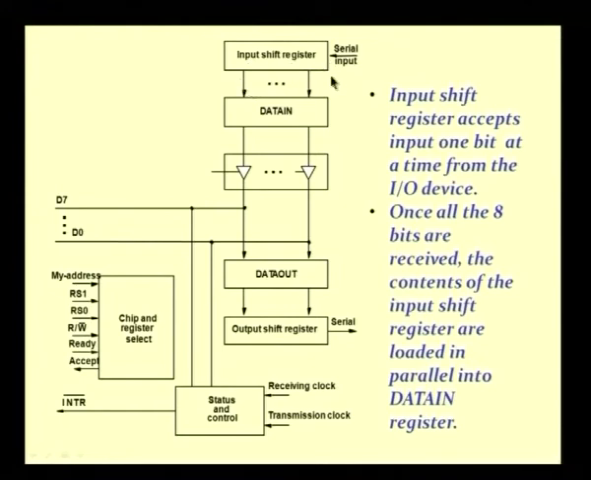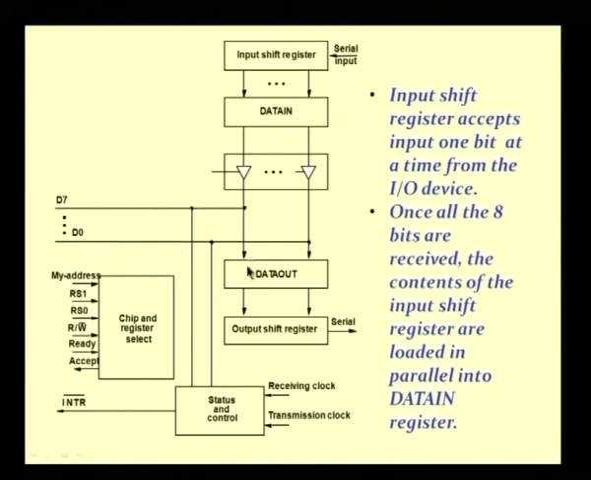Once you have enough data accumulated in the shift register, it can be shifted out in parallel into the data in register. Remember, this data in register is similar to the data in register that we looked at in the case of a parallel interface. From here, data can be shifted out to the processor by means of the D0 to D7 lines and so on.